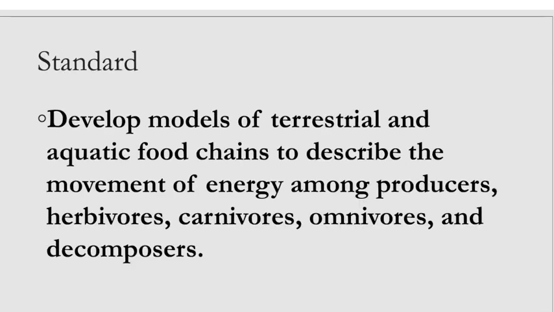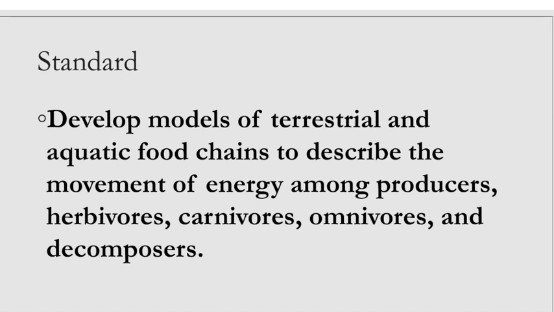Our standard is that we're going to develop models of terrestrial and aquatic food chains to describe the movement of energy among producers, herbivores, carnivores, omnivores, and decomposers. What the state standard wants us to understand is the importance of models. Models are something that we see in our everyday lives. We have role models, people that we look up to, but we also have models that show us what something should be.